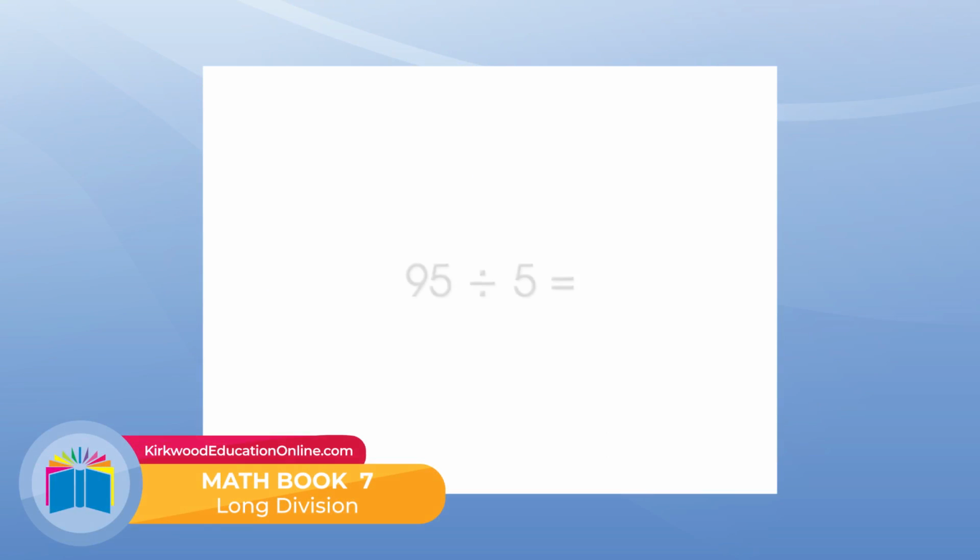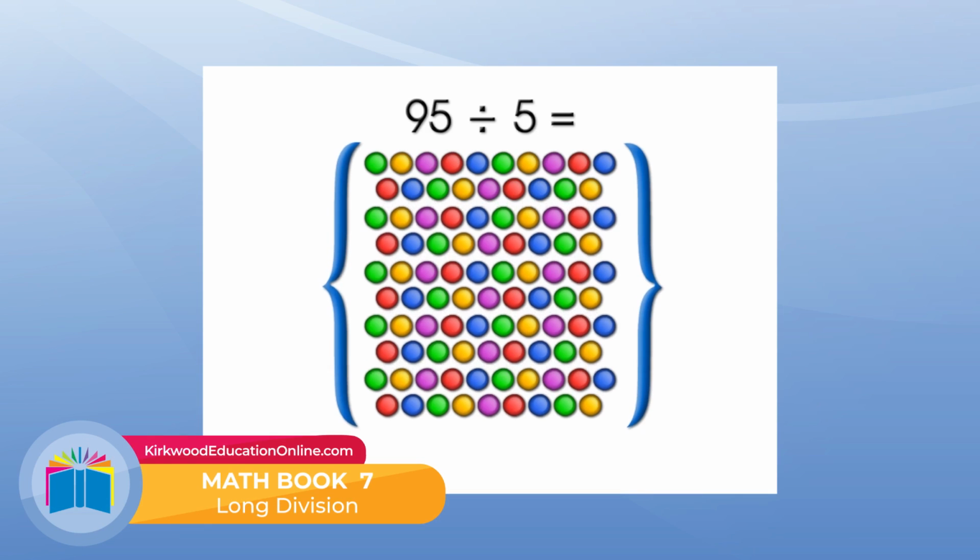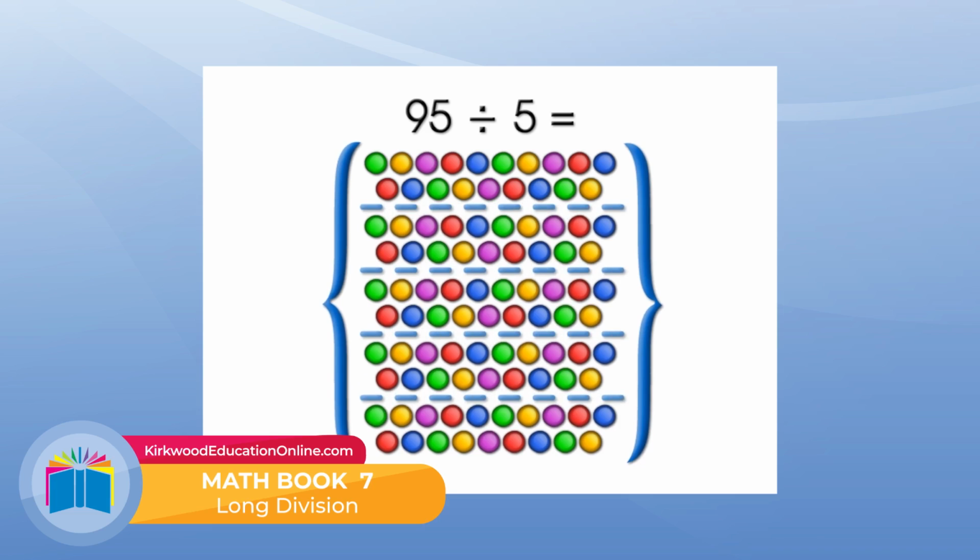The problem is 95 divided by 5. Please look at the 95 pieces of candy. The problem is to divide the 95 pieces into 5 separate groups so there's an equal amount in each group.